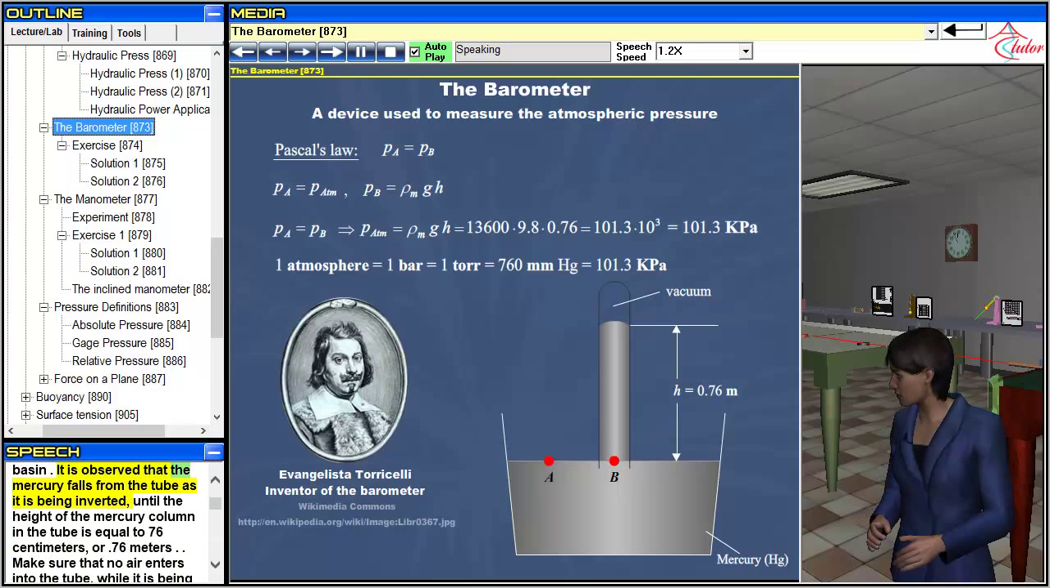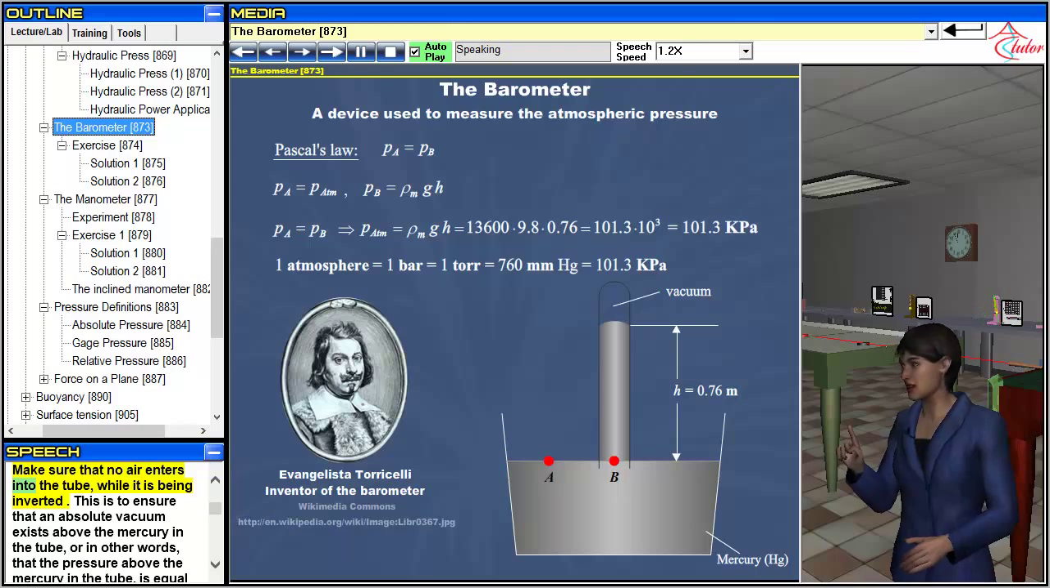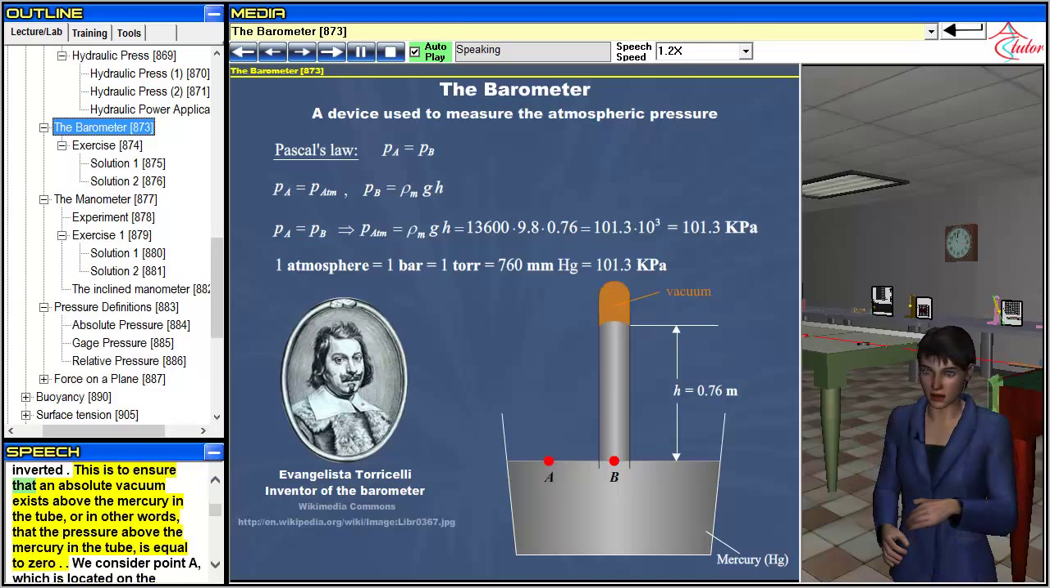It is observed that the mercury falls from the tube as it is being inverted, until the height of the mercury column in the tube is equal to 76 centimeters, or 0.76 meters. Make sure that no air enters into the tube while it is being inverted. This is to ensure that an absolute vacuum exists above the mercury in the tube, or in other words, that the pressure above the mercury in the tube is equal to 0.